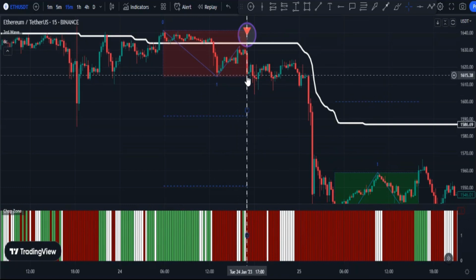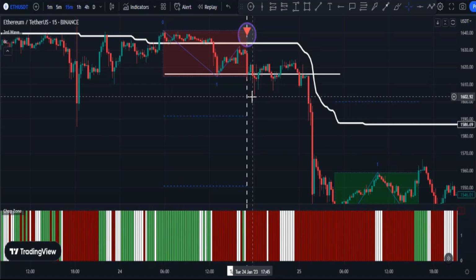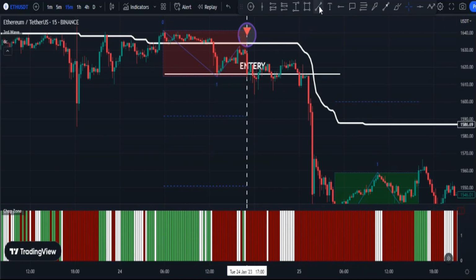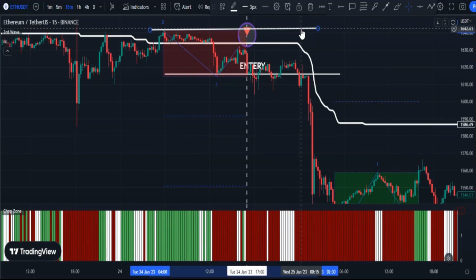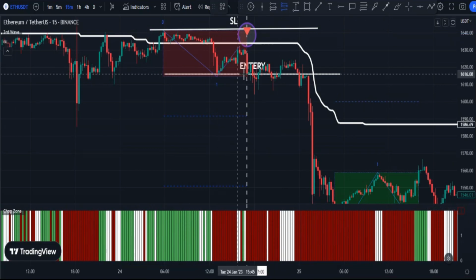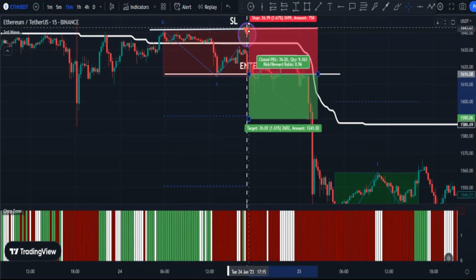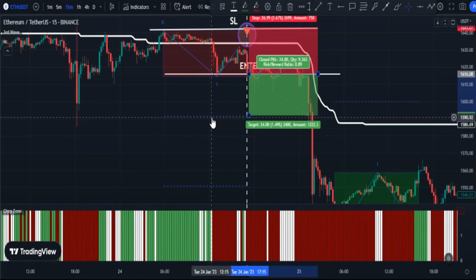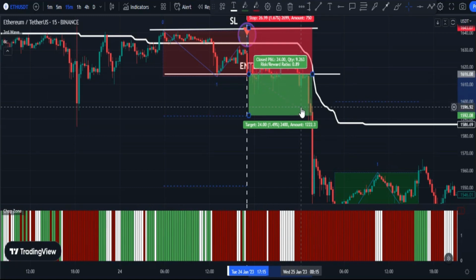is valid. For entering the trade, we use the closing price of trigger candlestick, and we can enter the sell trade at that price. We set the stop loss above this box drawn by third wave indicator. So I entered the sell trade here. I set my stop loss to a little above this SL line that I've drawn here. For the target, I set my first target to this line drawn by the third wave indicator. This line is our first target.